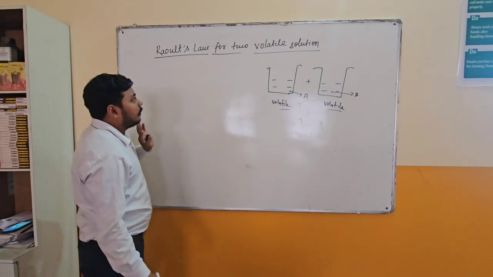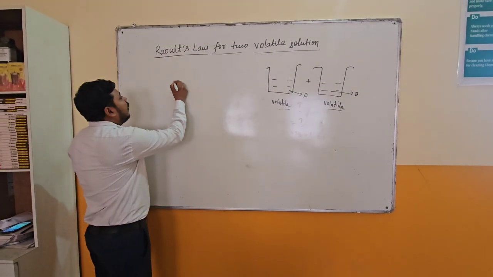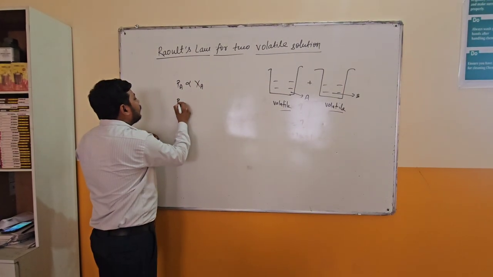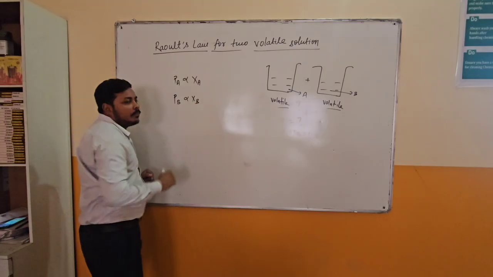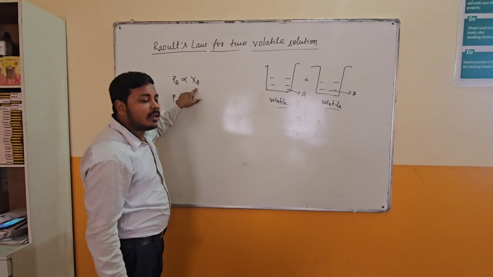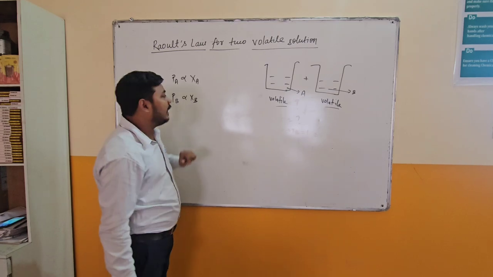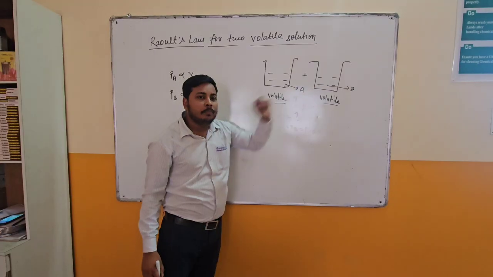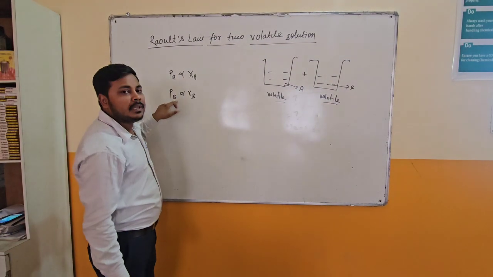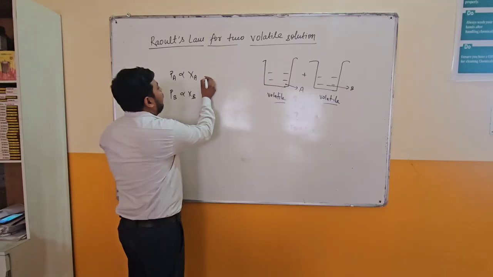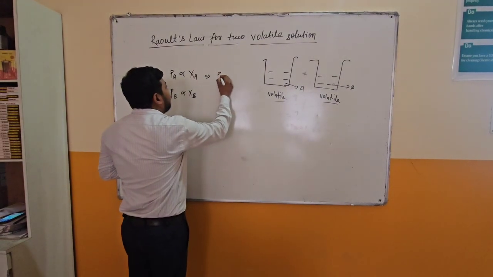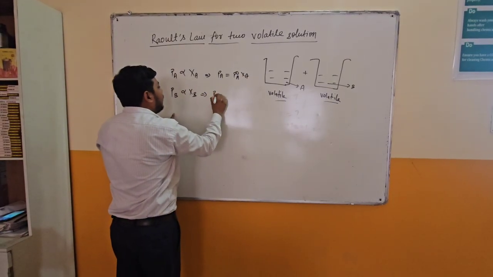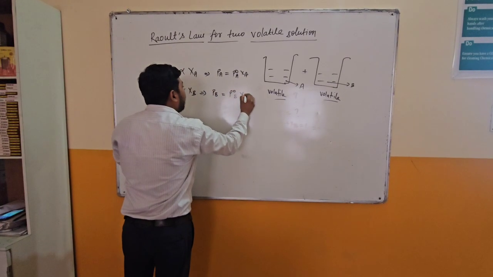Okay. Then according to Raoult's law, the vapor pressure of A is directly proportional to its mole fraction, and the vapor pressure of B is directly proportional to its mole fraction. It means if we increase the mole fraction of A in the liquid medium, then the vapor pressure of A also increases, and if we increase the mole fraction of B, the vapor pressure of B also increases. Replacing the proportion, pressure of A is equal to P naught A into XA, and pressure of B is equal to P naught B into XB, right?